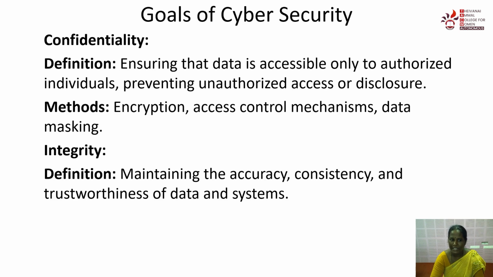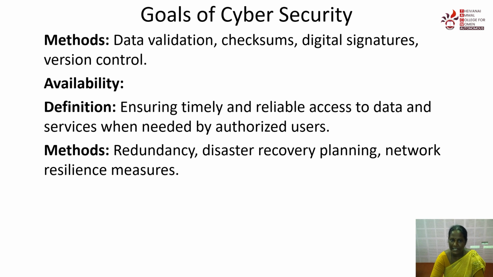What is the goal of cybersecurity? We have the CIA triad, also called the cybersecurity triad, which is confidentiality, integrity and availability. Confidentiality is nothing but ensuring that data is accessible only to authorized individuals, preventing unauthorized access or disclosure. The methods used to provide confidentiality are encryption, access control mechanisms and data masking. The next element is integrity, which is for maintaining the accuracy, consistency and trustworthiness of data and systems. The methods used are checksum, data validation, digital signature and version control.